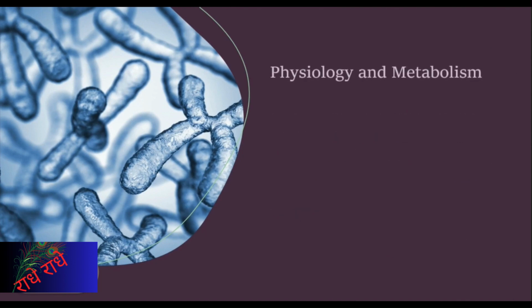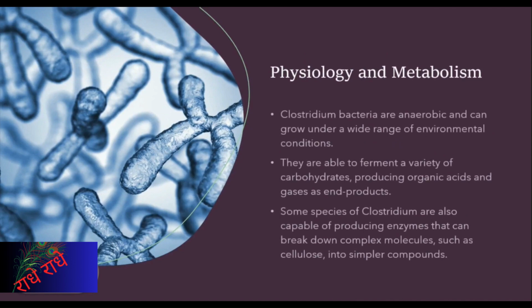Clostridium bacteria are incredibly adaptable to changing environmental conditions and thrive in the absence of oxygen. Their metabolism allows them to ferment a multitude of carbohydrates and generate organic acids, as well as various gases, as their byproducts. Additionally, Clostridium species possess enzymes that can break down complex molecules, such as cellulose, into simpler compounds. These capabilities make Clostridium bacteria a powerful tool in many areas.